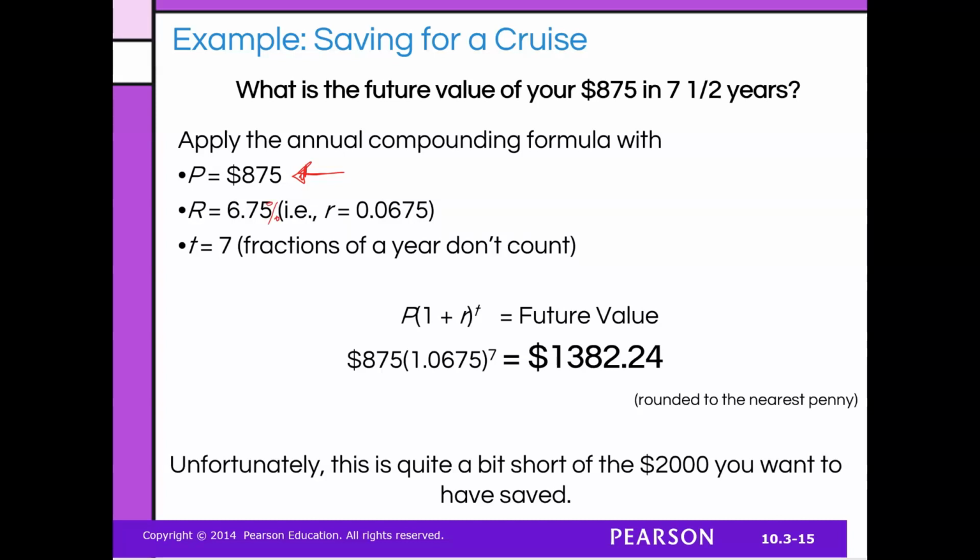And then 7, fractions of a year don't count, so we just have to round down for those. So it's going to be 7. So here's our formula. We're going to plug in each item and we get 1382. All right, now remember our goal was 2000. So if we get a CD and we only put in 875 and we wait till our mom's birthday, you're not going to have quite as much money.